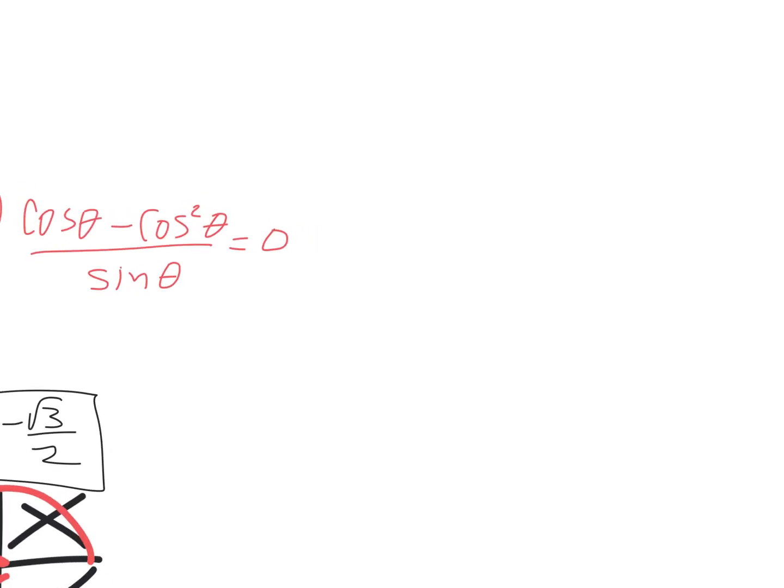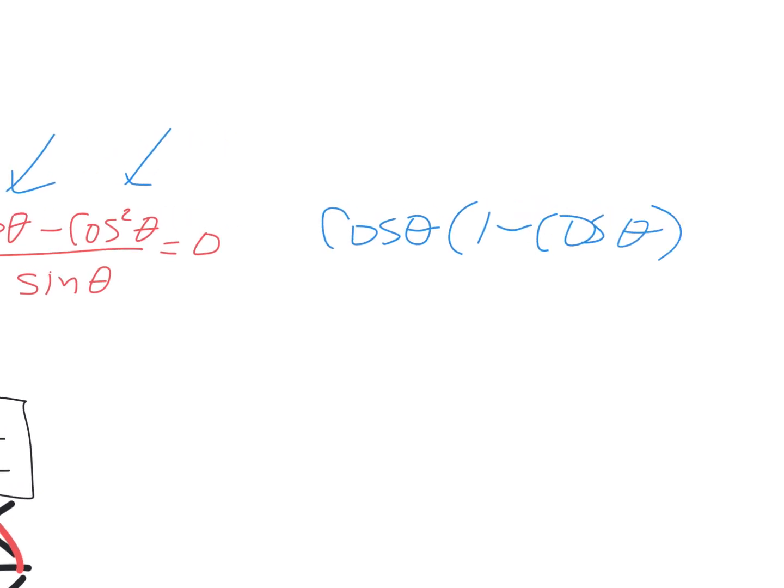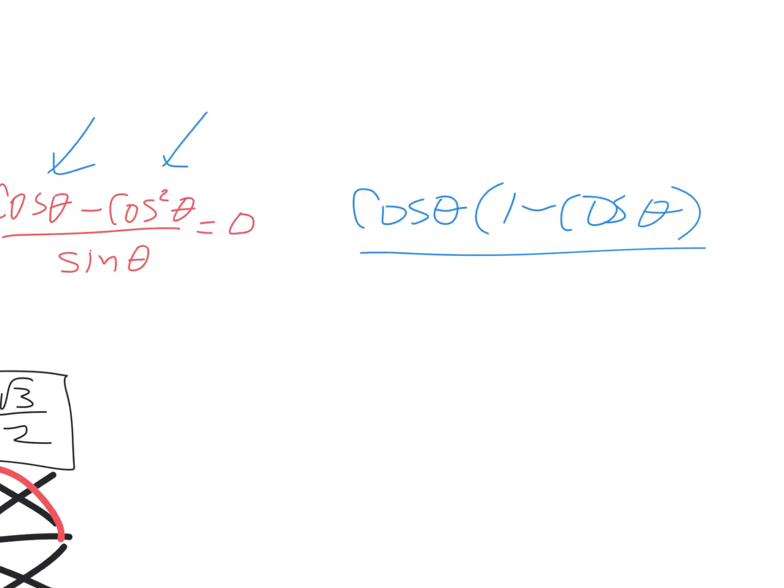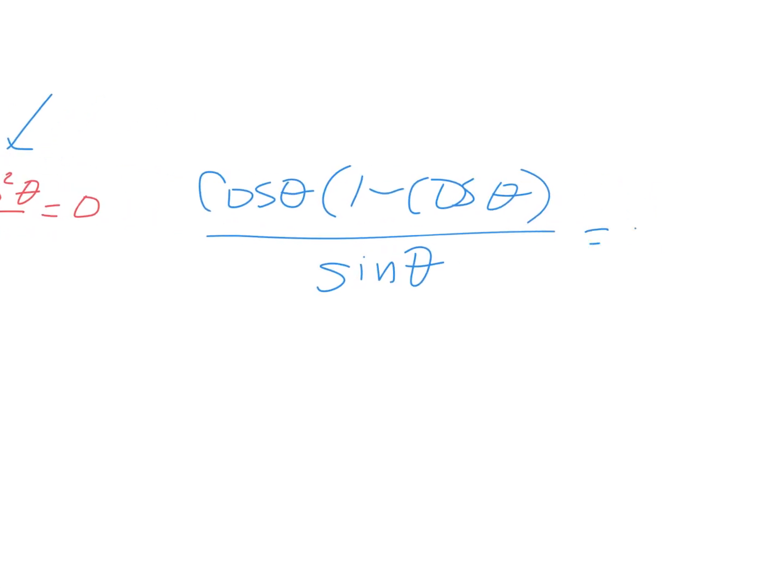Well, first, cosine is in both of the top parts, so therefore it needs to be factored out. Cosine theta, and then 1 minus cosine theta, and then sine theta on the bottom. And it all equals 0. Well, that's pretty easy, just factoring.